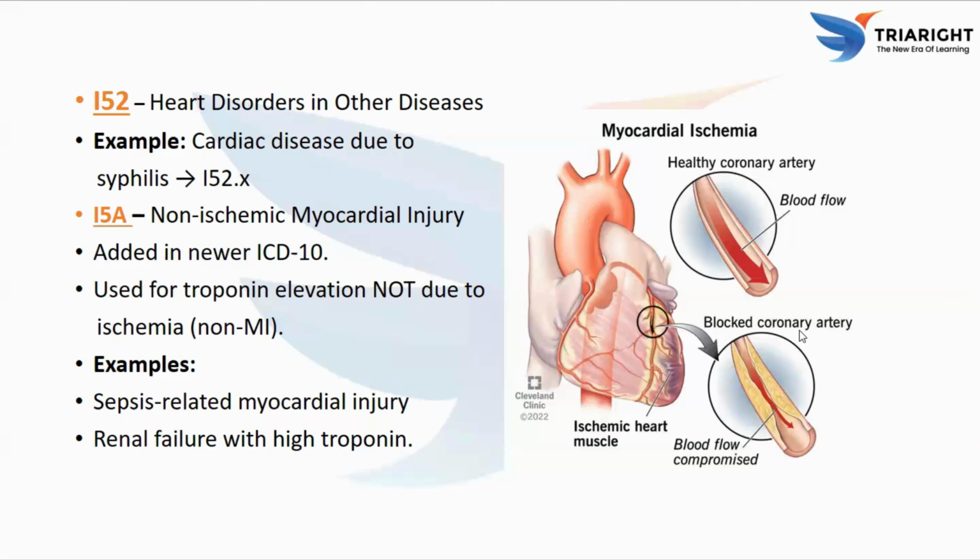In the picture, you can see myocardial ischemia. It shows the difference between a healthy and a blocked coronary artery. In a healthy artery, blood flows freely and the heart muscle gets oxygen. In a blocked coronary artery, you can see a fatty plaque. The fatty plaque blocks the blood flow and the heart muscle becomes damaged. So this is blocked artery ischemia.